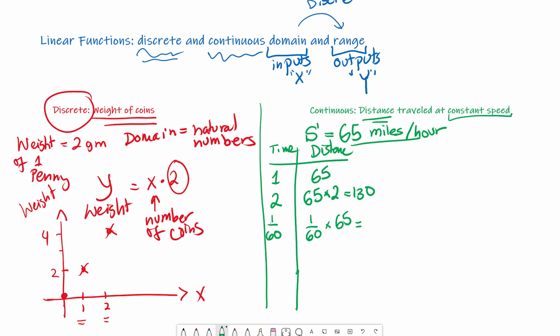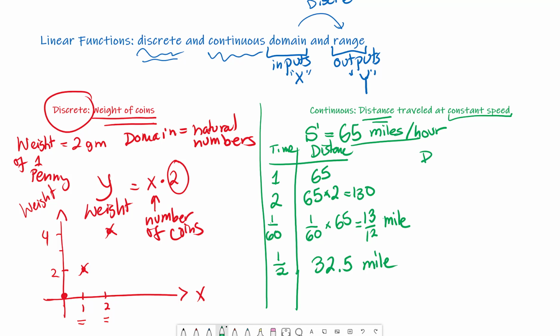And so that would be 13/12 of a mile. So in this case, we can actually travel any fraction of an hour, right? I brought here the example of a minute. We could travel 30 minutes, which is half an hour, in which case we would be traveling 32.5 miles, right? But either way, whatever we do, our distance can be a fraction of 65 miles, and our time can be a fraction of an hour.